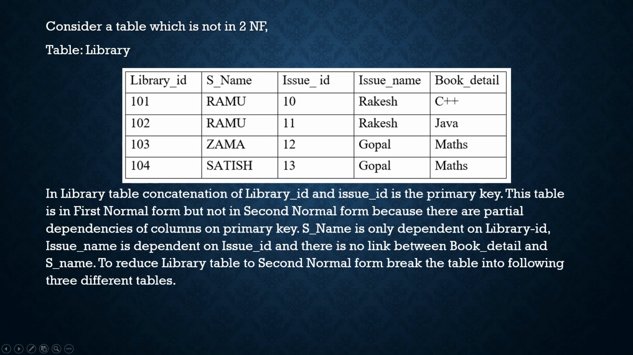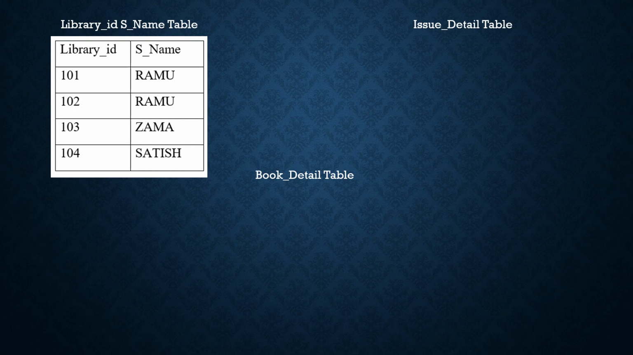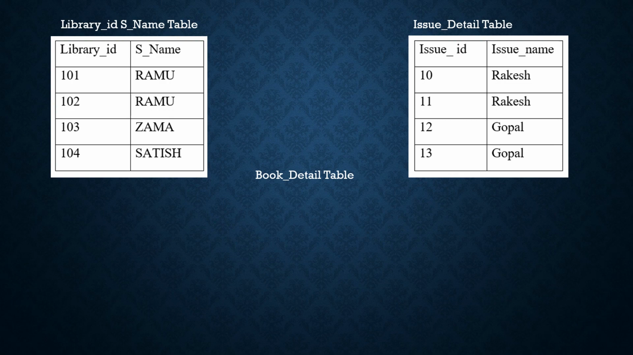To reduce the library table to second normal form, break the table into the following three different tables. Just go through this table: library ID, student name, issue ID, issue name and book details. First we are going to divide the first part, creating a new table using the first columns. Here library IDs 101, 102, 103, 104, four different library IDs, and student name also. So we are going to create the first table, and the second table will be issue ID and issue name, here also 10, 11, 12, 13.